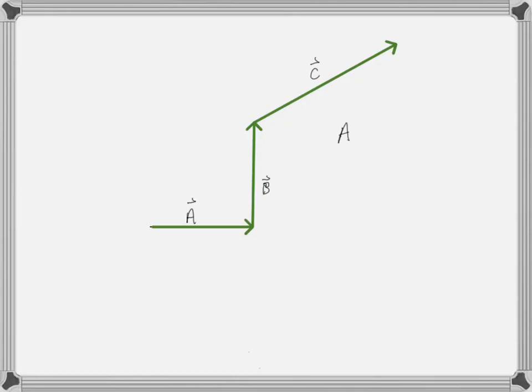The sum of A plus B plus C is the resultant vector that starts from the tail of the first to the head of the last. That's what we've done so far. Let's call the resultant vector R, for resultant. So the notation goes like this: A plus B plus C equals R. But now, the mathematical property of vector addition is that vectors are commutative.